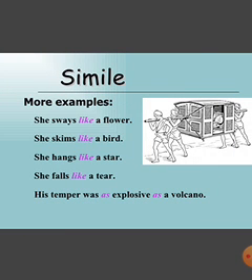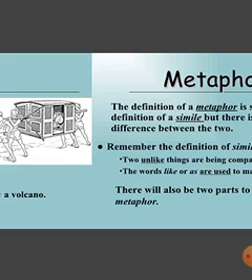She sways like a flower. She skims like a bird. She hangs like a star. She falls like a tear. His temper was as explosive as a volcano. All these make use of like and as, and they are trying to compare the two things. So let's look at metaphor now.